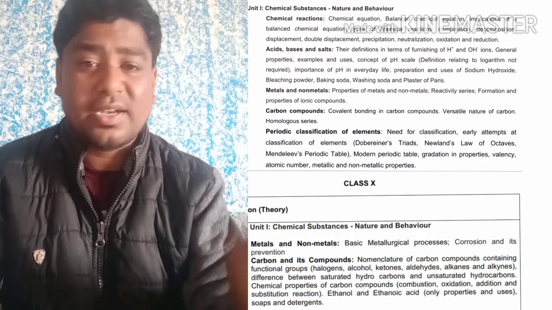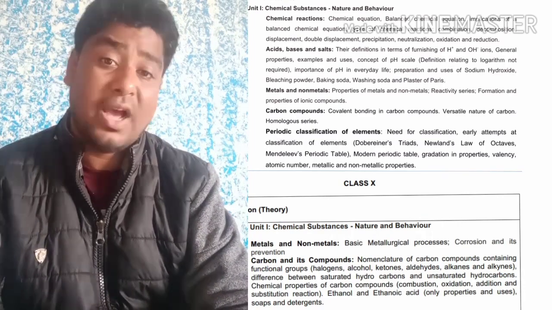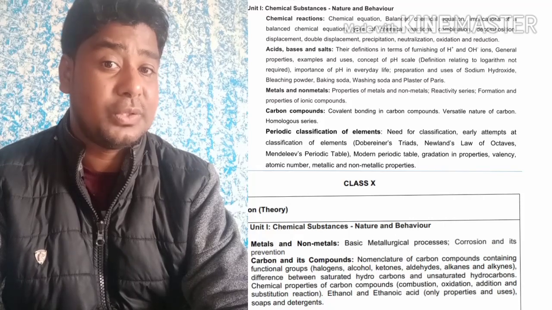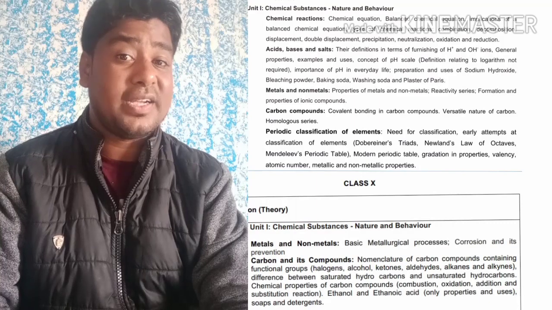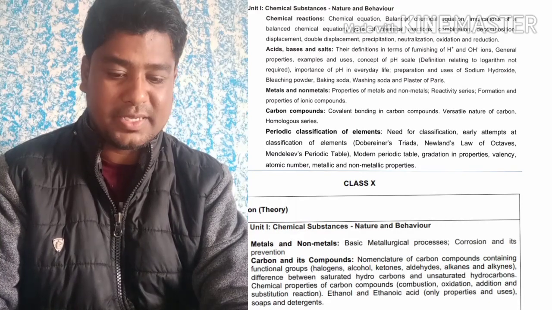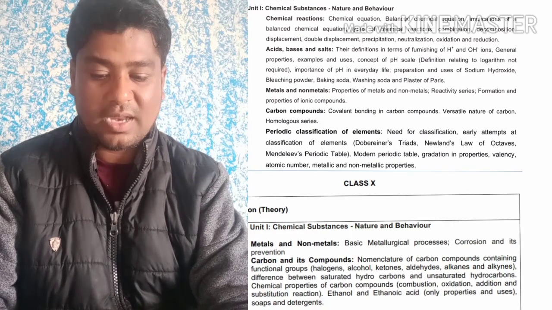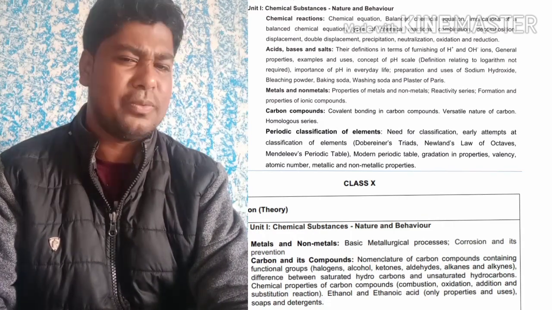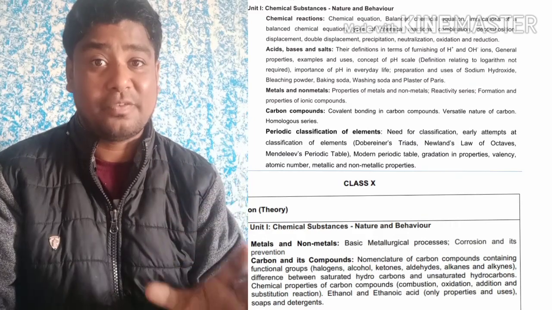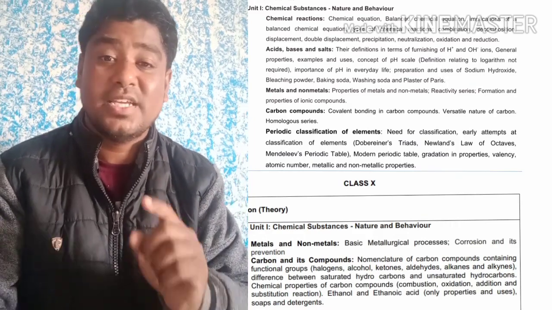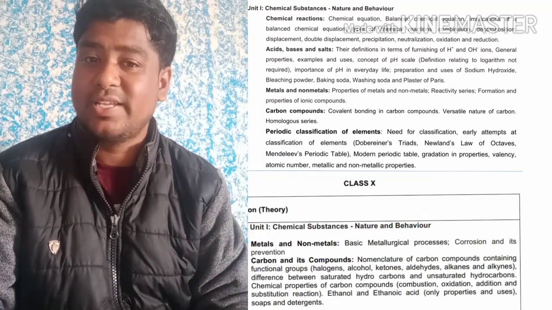So what has been changed? You can refer to the slide here. Metals and non-metals, what do we have? First of all, what you have to learn, what is there in the syllabus: properties of metals and non-metals, reactivity series, formation and properties of ionic compounds. Only the first few pages of the chapter have been kept for your syllabus for the academic year 2020-21 CBSE class 10 board examination.